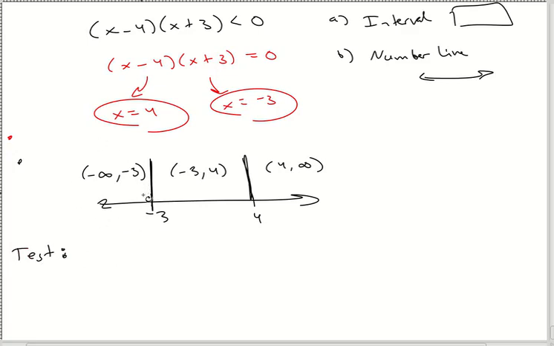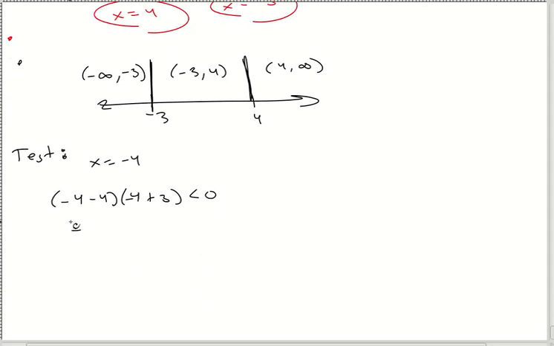What's an easy number that's less than negative 3? Well, negative 4. That's less than negative 3. Let's see what happens when I plug negative 4 into the original inequality. So I've got a negative 8 and a negative 1. But notice two negatives make a positive. Is a positive number less than 0? No. So this is not a working interval.